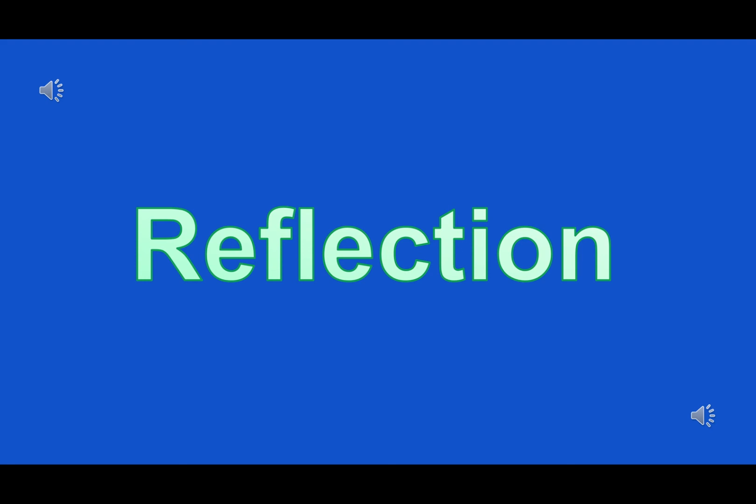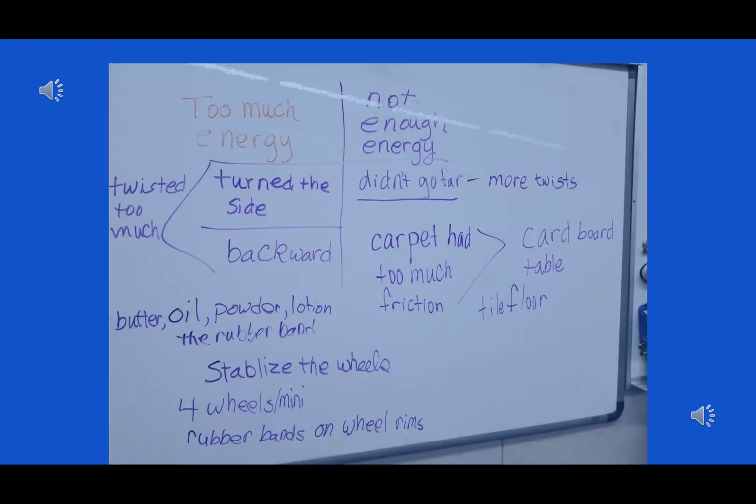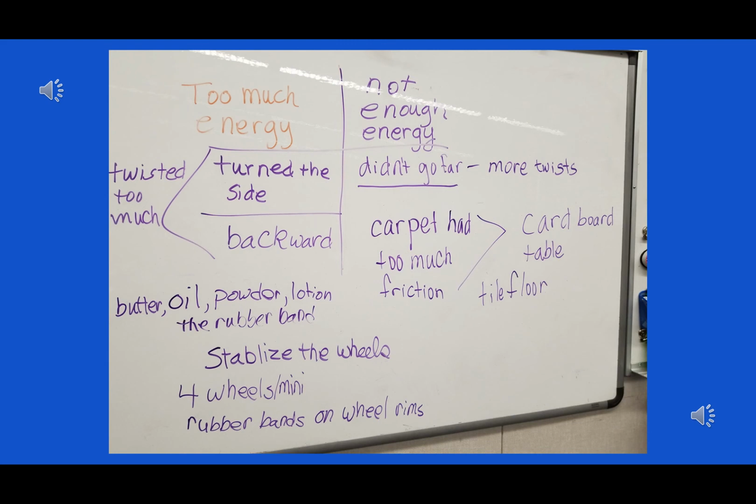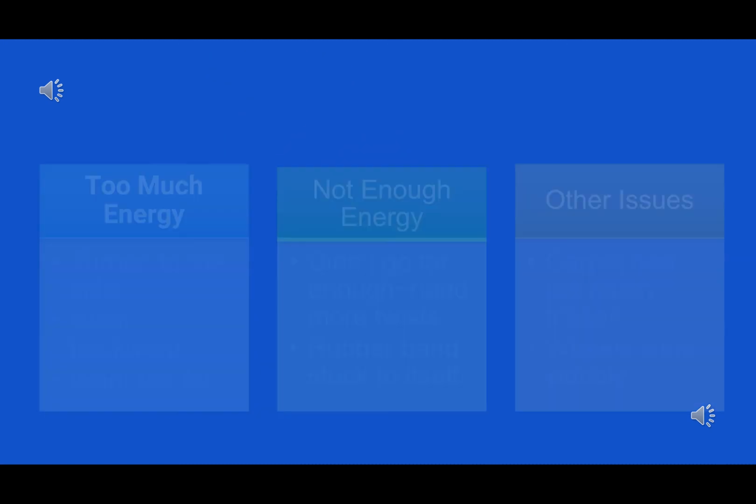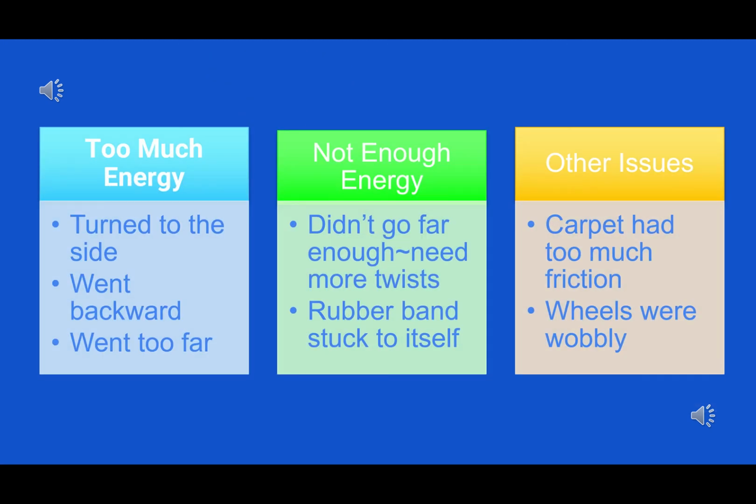Reflections and sharing. After the experiment was over, the students came together and they shared their ideas about what they thought went right and what they thought went wrong. In the beginning, they talked about when there was too much energy. When there was too much energy, sometimes the car turned to the side or went backward or went too far. When there was not enough energy, the car didn't go far enough, probably needed more twists, or the rubber band stuck to itself and didn't allow the energy to release. Other issues were the carpet had too much friction and the wheels were wobbly.